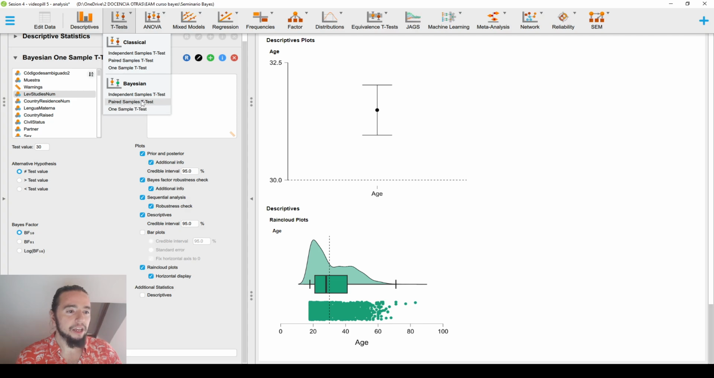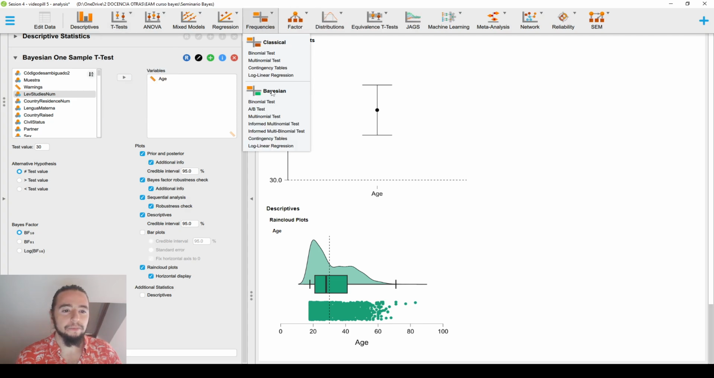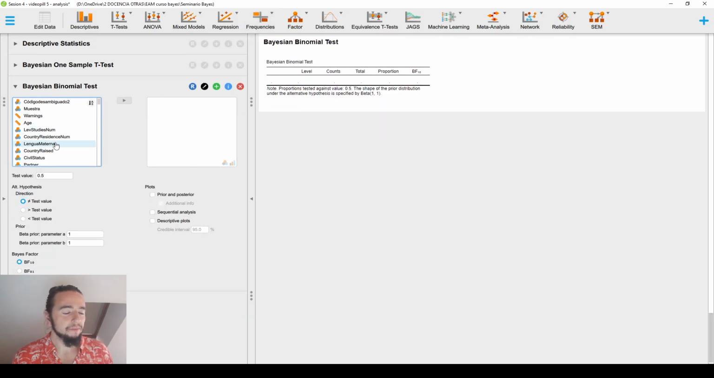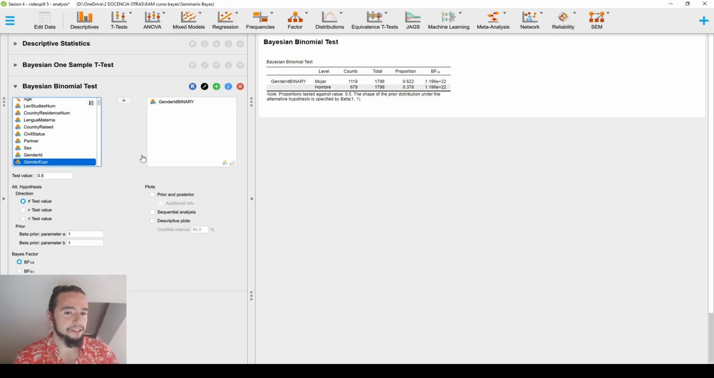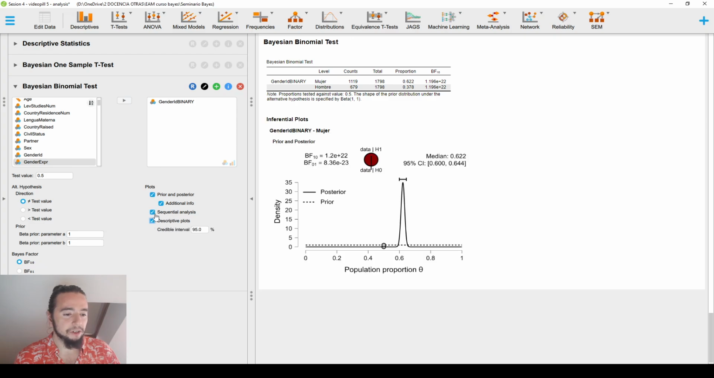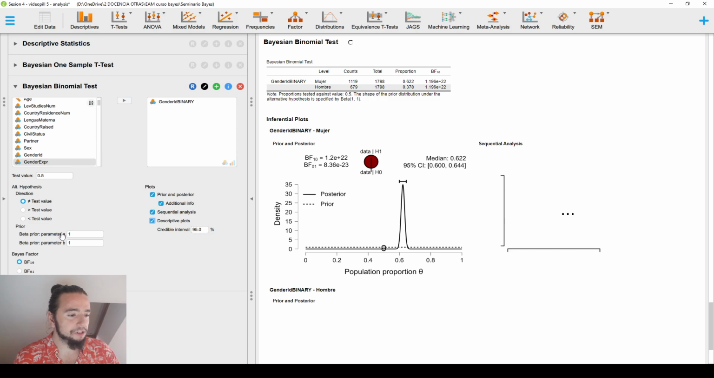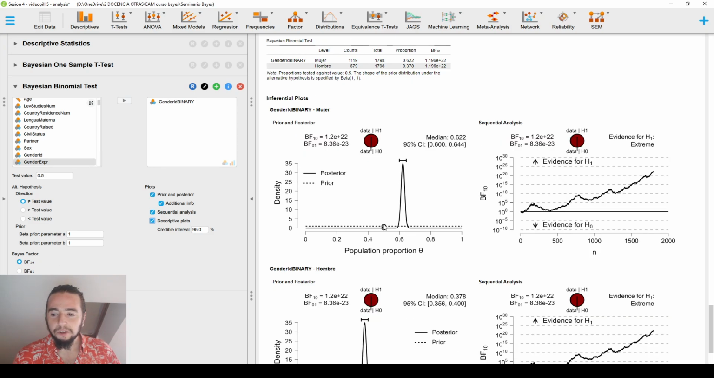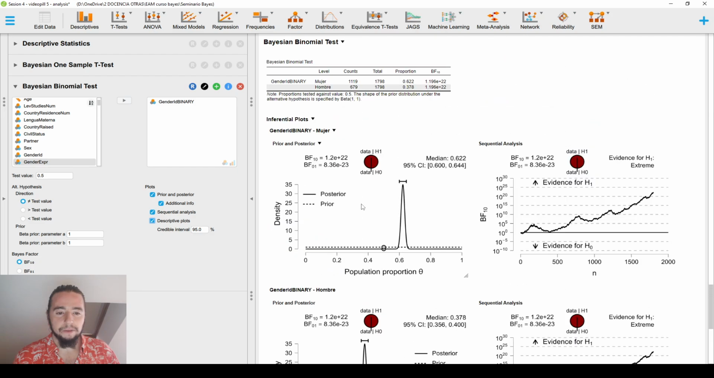Let's have a look at binomial tests. Let's take a binary variable, for example, binary or binarized gender. This is a non-informative prior, like 0.5. So let's ask for sequential analysis and plot the prior and posterior. So here is our prior and posterior for women with its sequential analysis. As you can see here, this is pretty stable.